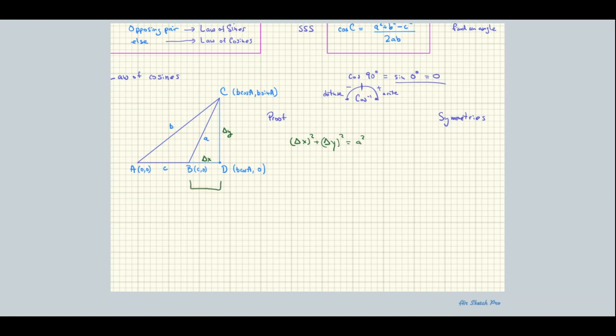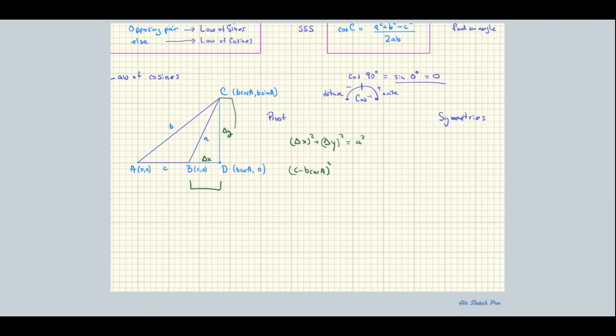What is the change in x here? It's going to be the difference in the two x coordinates. Because I'm squaring it, I don't care. I'm just going to write c minus b cosine A. And that's actually negative, but I don't care because I'm just going to square it.